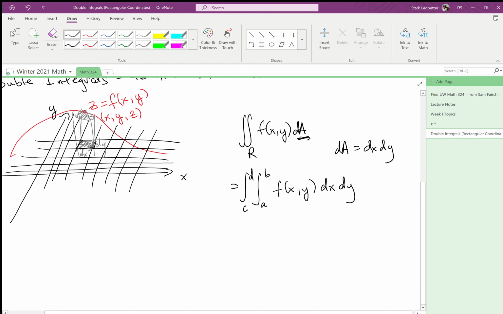Okay, so for example, let's just do a very easy example. We're going to integrate, let me actually tell you what the function is first.